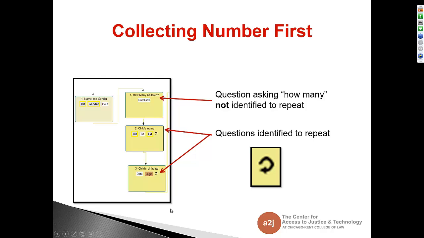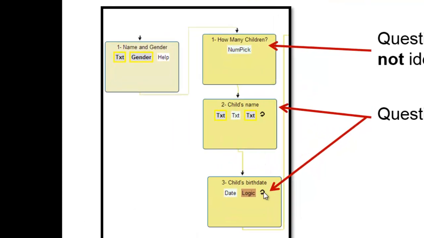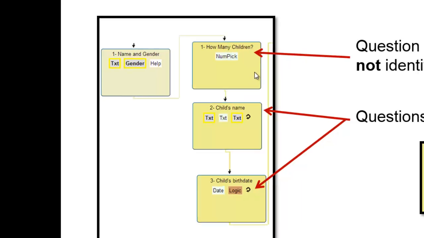The way that you know in your map in A2J Author, and this is a screenshot close-up of my mapper, that this is part of the repeat loops, is this weird little circle arrow thing. So this is a blown-up version of it. It's a little bit hard to see because it's pixelated, but it is a curved arrow. And that's how you know that these two questions, child name and child's birth date, are repeat questions. But you can see that this how many question, how many children do you have, is not repeated. It's not part of the loop. It's the jumping off point for the loop.